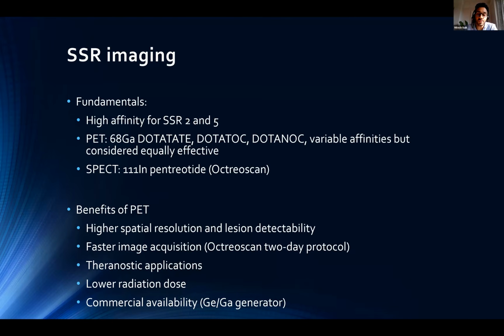The benefits of PET include higher spatial resolution and lesion detectability, and faster image acquisition. So Octreoscan used to be a 2-day protocol, whereas with gallium DOTATATE, the pharmaceutical is injected, the patient is scanned 45 minutes later, and that's it. There are also theranostic applications in relation to PRRT. So thinking about the theranostic pair of gallium DOTATATE and lutetium DOTATATE, which is the central focus of PRRT. It also offers a significantly lower radiation dose than indium, which is for higher energy, and it's commercially available.